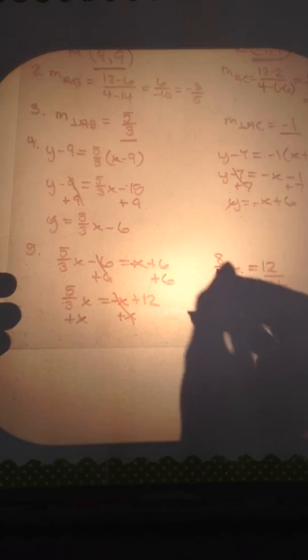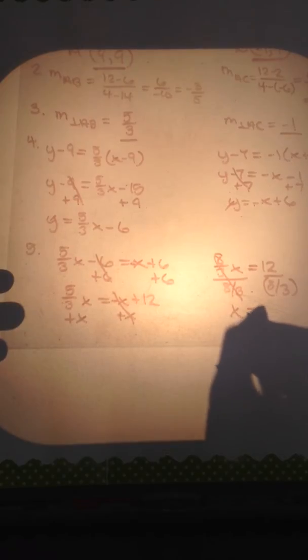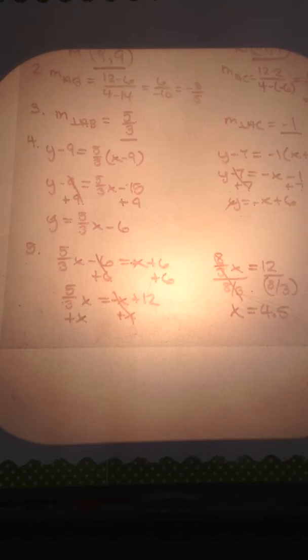Again, calculators are perfect here. Make sure you put parentheses around that 8/3 when you divide it in your calculator. And you get x equal to 4.5. Or in your calculator, you might get 9/2, which is also fine.